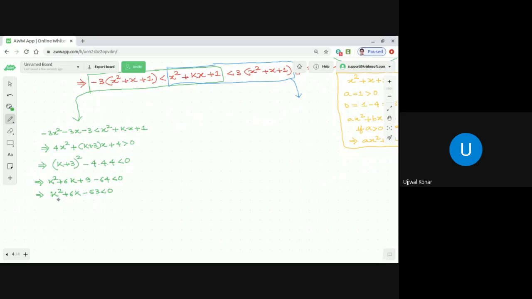Correct, no? A is greater than 0. A means what? Coefficient of k square, which is 1, that is greater than 0. And if you find the discriminant, b square minus 4ac, that is 6 square minus 4 into 1 into minus 53, that is also greater than 0. So definitely this is less than 0 for all real numbers k. So you don't need to bother too much about this left one.